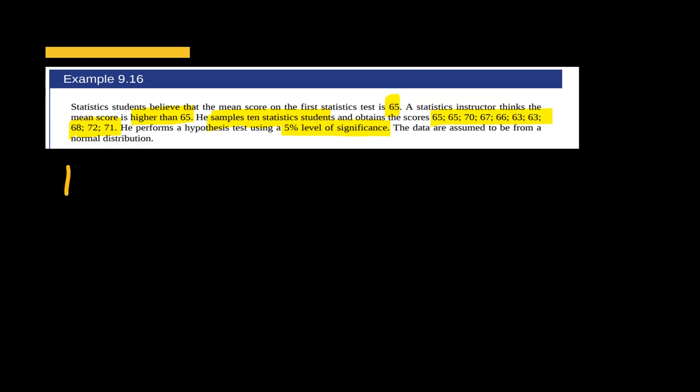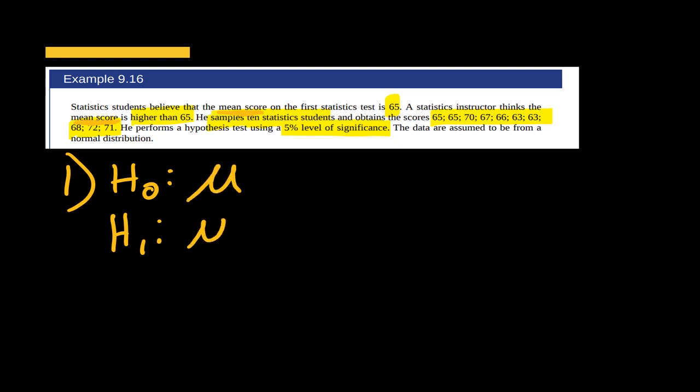So step 1 is to write our hypotheses, the null and alternative hypothesis. Okay. And first off, are we talking about a proportion or are we talking about a mean? Well, we're talking about the mean, right? We're talking about mean score. The instructor thinks that the mean score is higher than 65. So since we're talking about a mean, we're going to use mu. Both the null and alternative hypothesis will have mu.